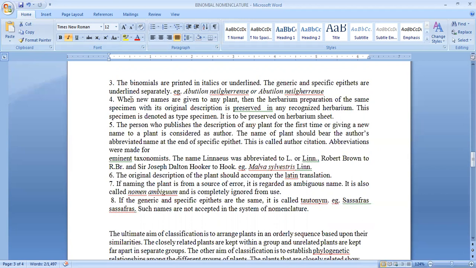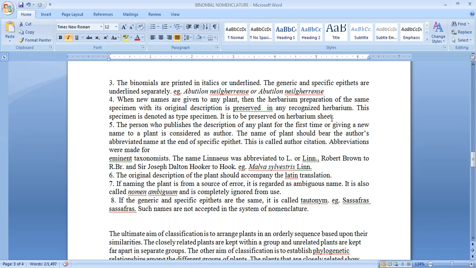Okay. When new names are given to any plant, then the herbarium preparation of the same specimen with the original description is preserved. Now this specimen is denoted as the type specimen and is preserved in the herbarium sheet. The person who describes the plant for the first time, or gives it a new name, is called the author.